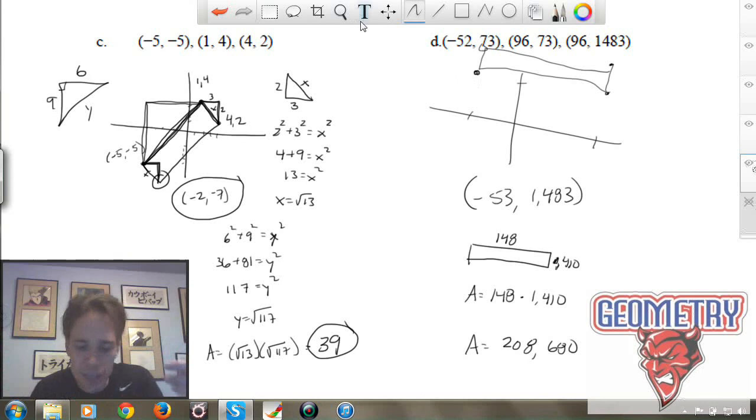In part C, it was a little more difficult because it wasn't a perfectly horizontal or vertical rectangle, but we're still able to find the coordinates based on using the slope between 2 points. We know it had to be the same as the slope between the 2 additional points.